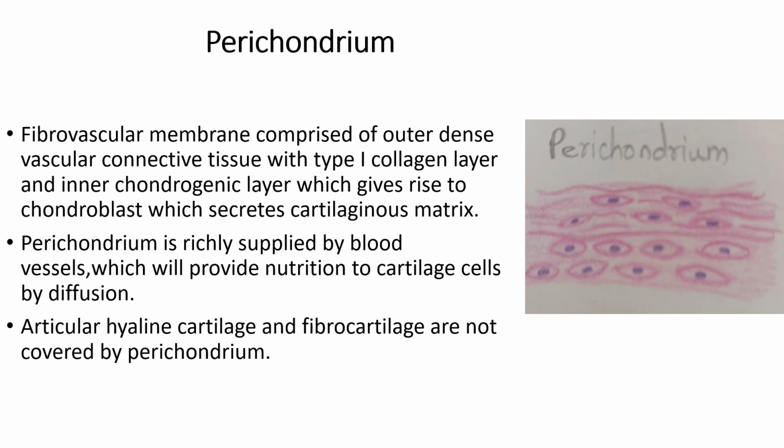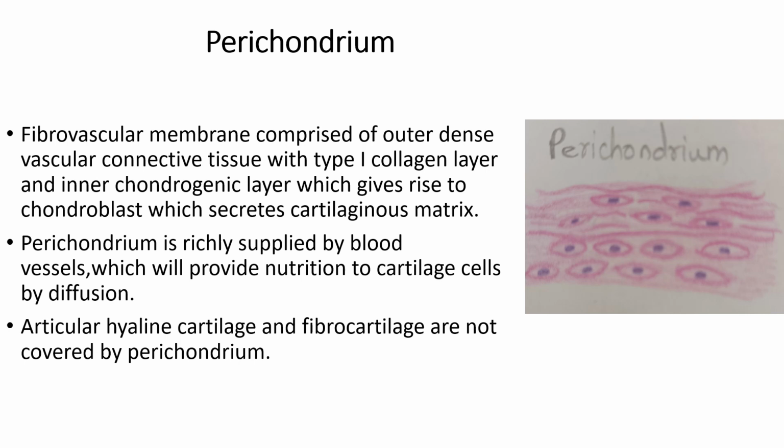Cartilage is covered by fibrovascular membrane, which comprises of outer fibrous vascular connective tissue with mainly type 1 collagen fibers, and the inner layer is cellular layer or chondrogenic layer which has chondroblast in them, and these chondroblast will lay down new matrix. So the perichondrium has two layers, outer fibrous, inner cellular. Then the perichondrium is richly supplied by blood vessels which will provide nutrition to the cartilage.